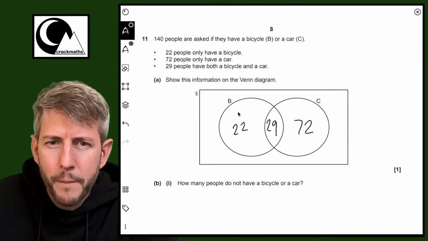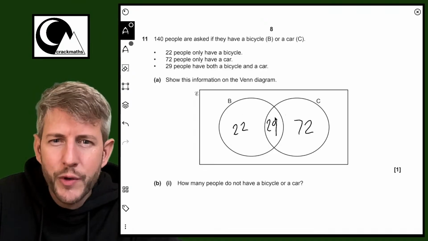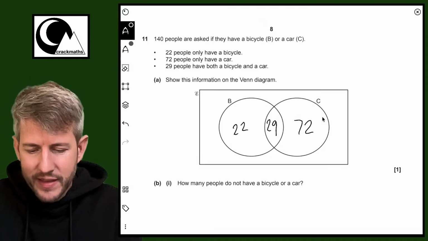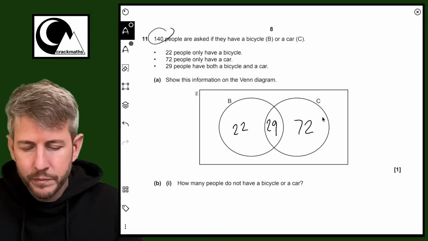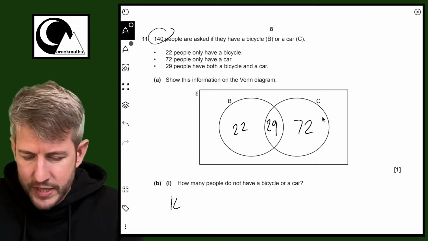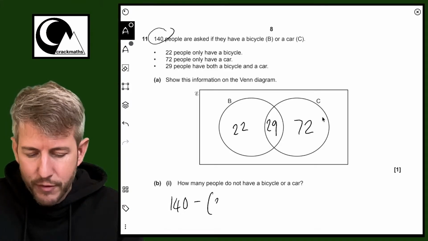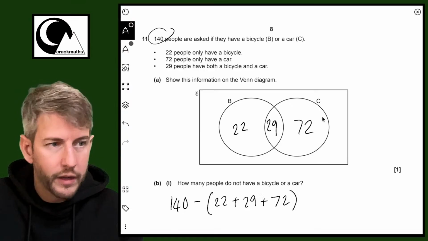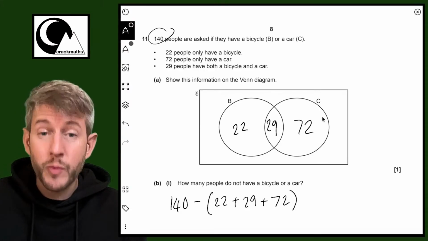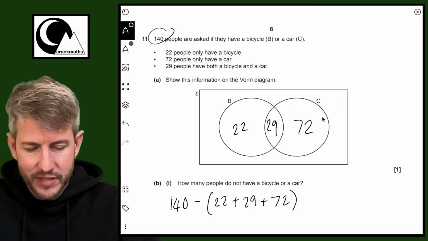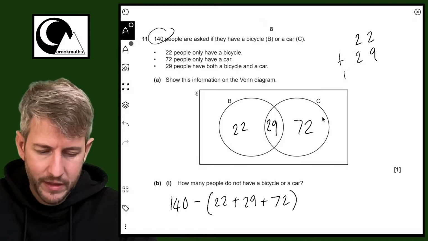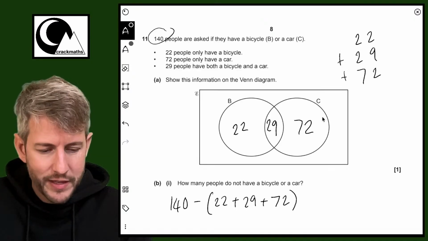Okay. Part B says, how many people do not have a bicycle or a car? Right, so there's 140 people in total. And that's going to be 140 take away these three things added together. Okay, so we need to work out this 22 and 29 and 72. So again, I'm going to do the column method for this, just here, and write these down.